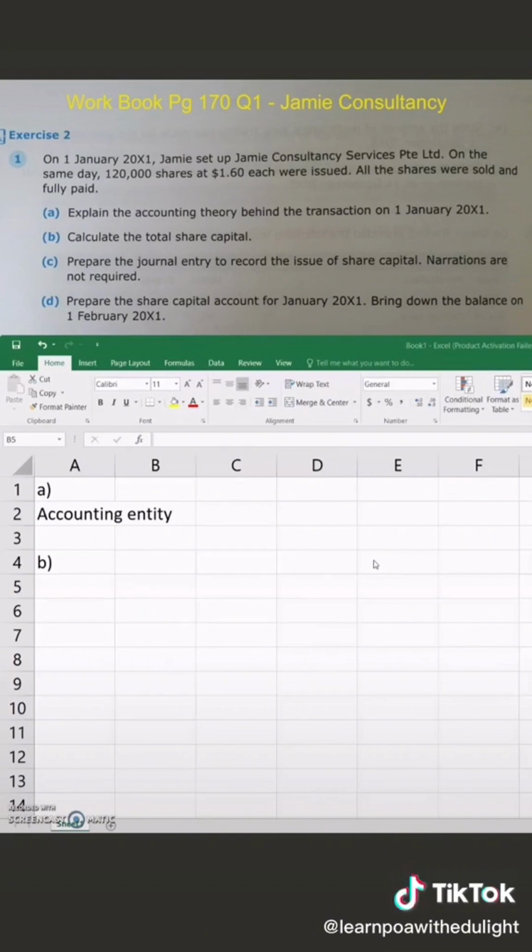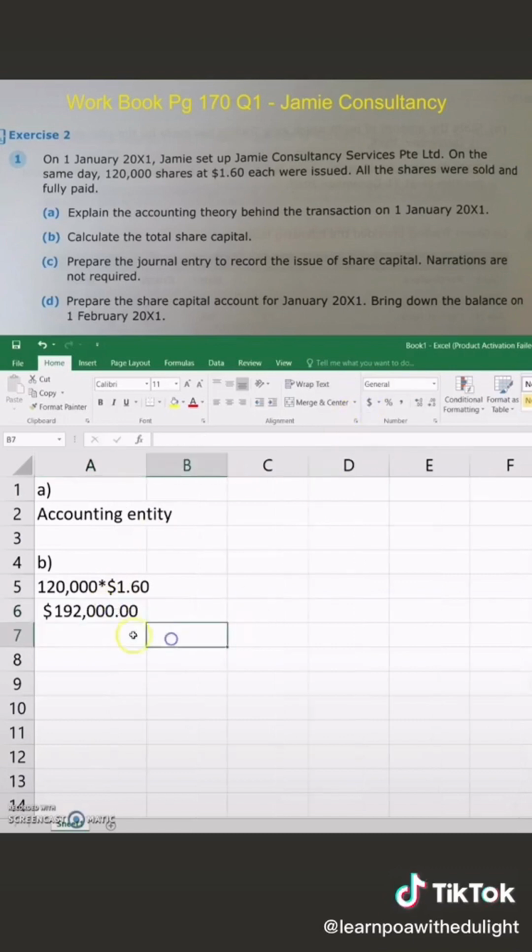So calculate the total share capital. Now the total share capital has to be 120,000 multiplied by $1.60, because 120,000 is the number of shares that they had issued. So this will give me 192,000 in dollars. Okay, so that's the total share capital. Prepare the journal entry to record the issue of share capital. Narrations are not required. That's for part C.